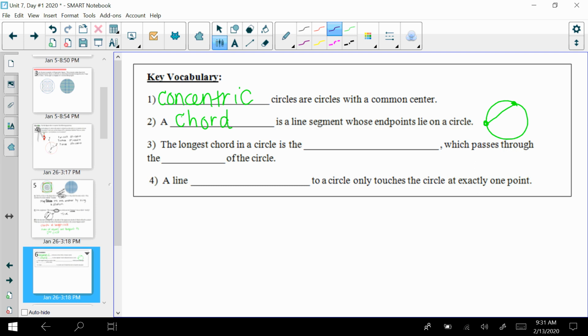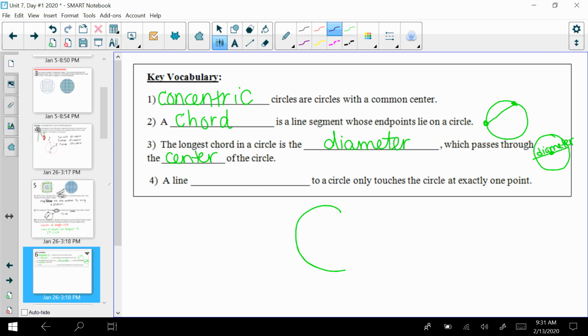The longest chord in a circle is the diameter, which has to go through the center of the circle. So we can draw ourselves a picture of a diameter too. There's a diameter. It's double, two radii, right? A line tangent to a circle only touches a circle in exactly one point.